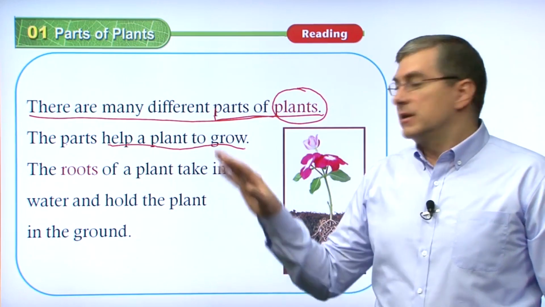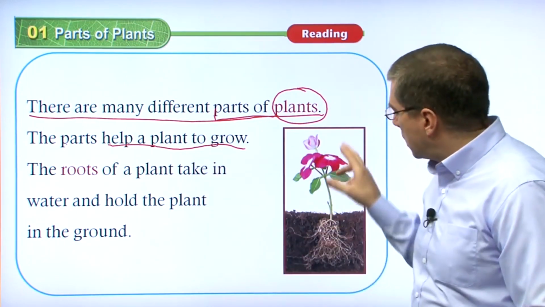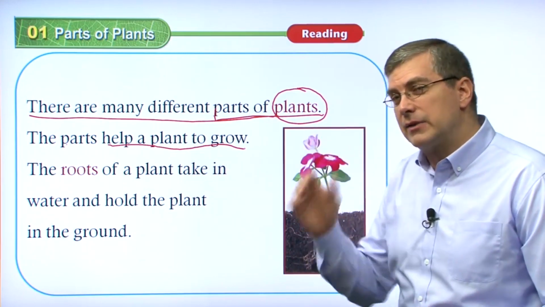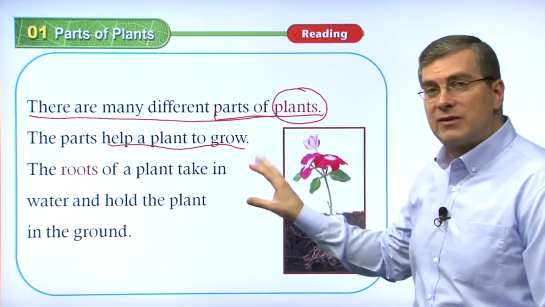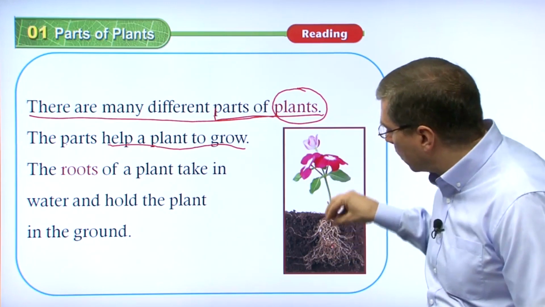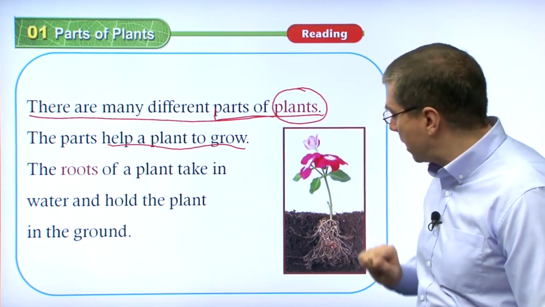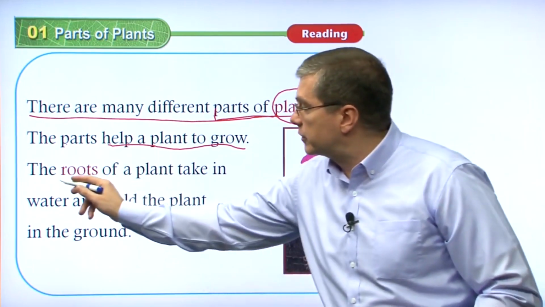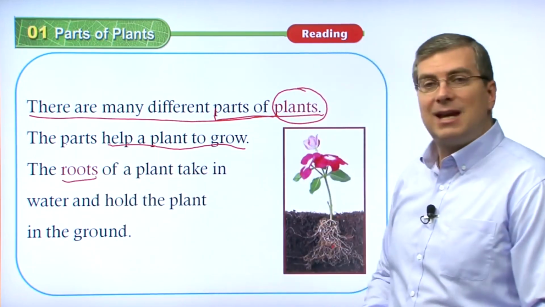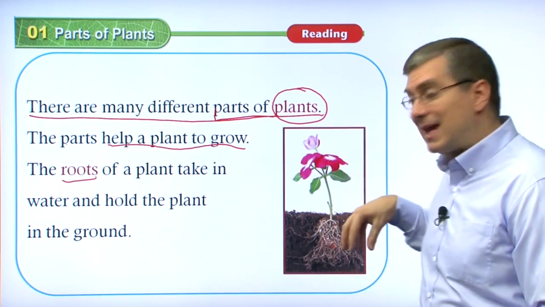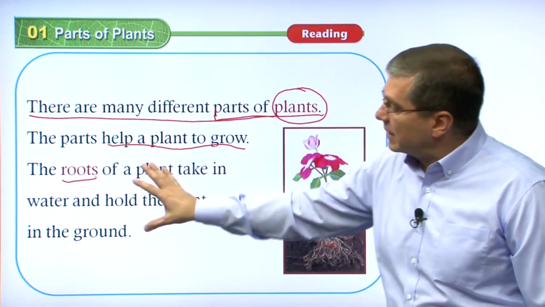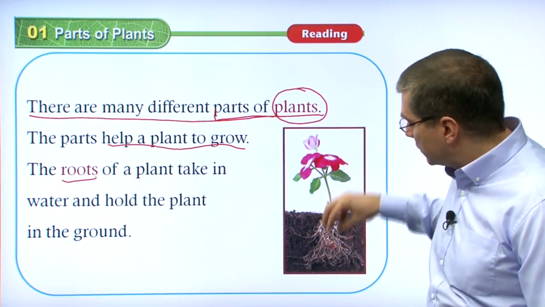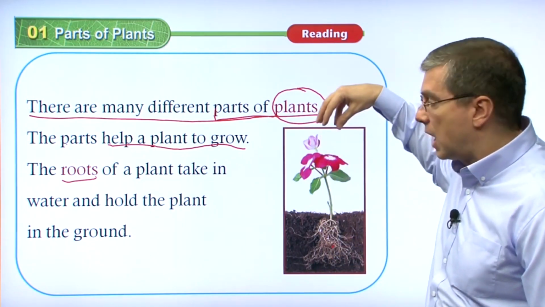Then, of course, the next section, we're going to talk about these parts of a plant. We're going to organize the ideas somehow. In this case, we're going to start at the bottom and work our way up. So we're going to talk about the roots first, and that's exactly what we have. The roots of a plant take in water and hold the plant in the ground. So the next sentence, we're starting with the roots. This is our organizational style, starting from the bottom, going to the top.